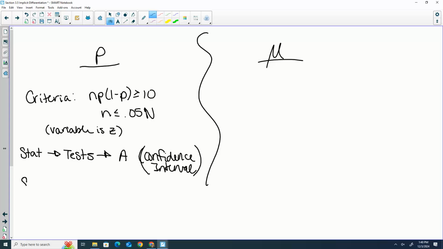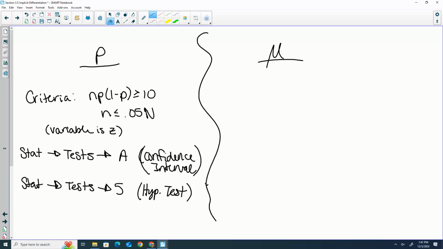And the other option is to do stats test number 5, the one proportion Z test, if I'm just doing my regular hypothesis testing. So if I'm asking you to find the p-value, the probability, we do the number 5. Sometimes we do it with the confidence interval. So those are the two options.